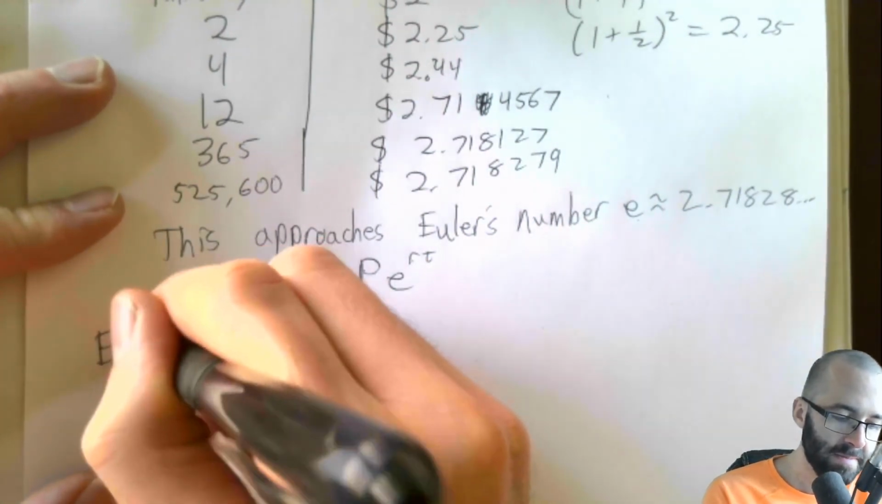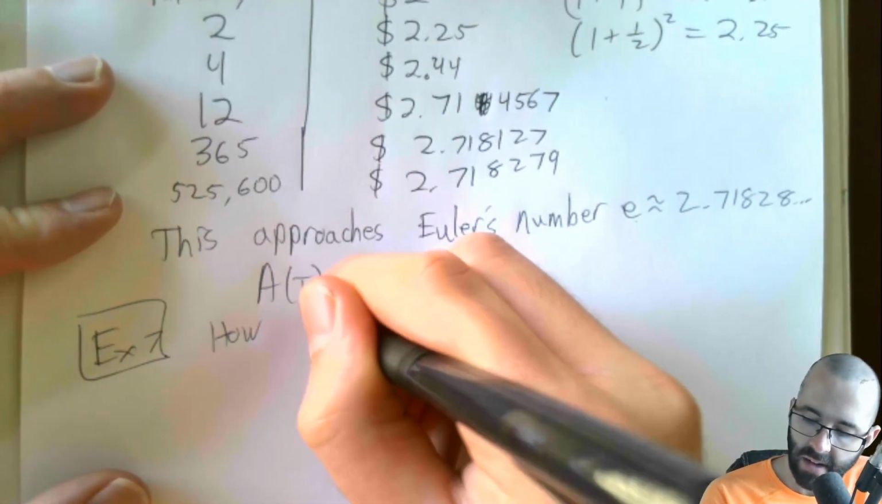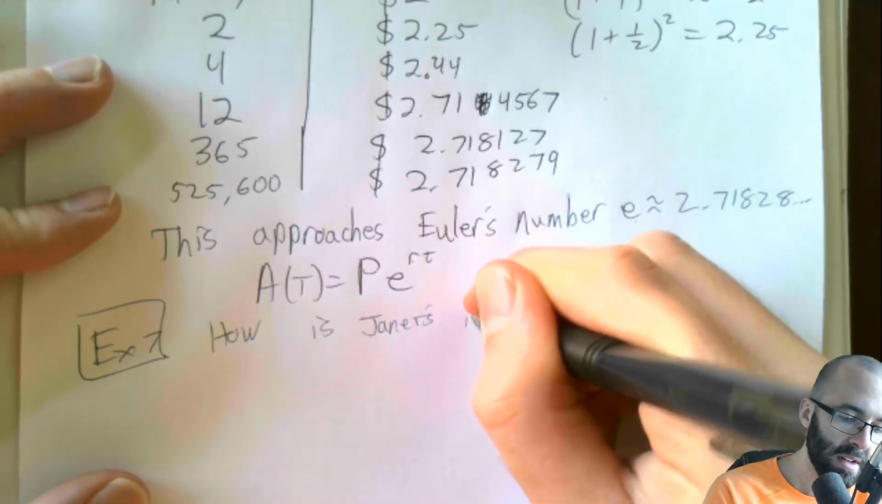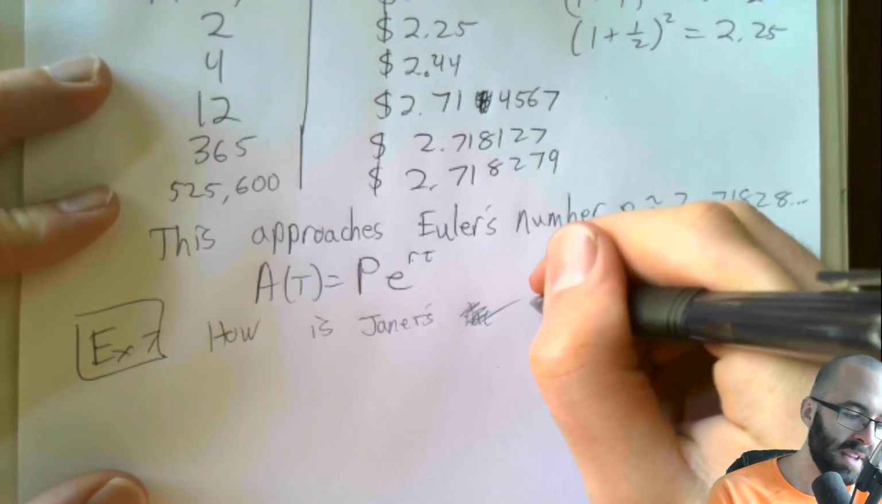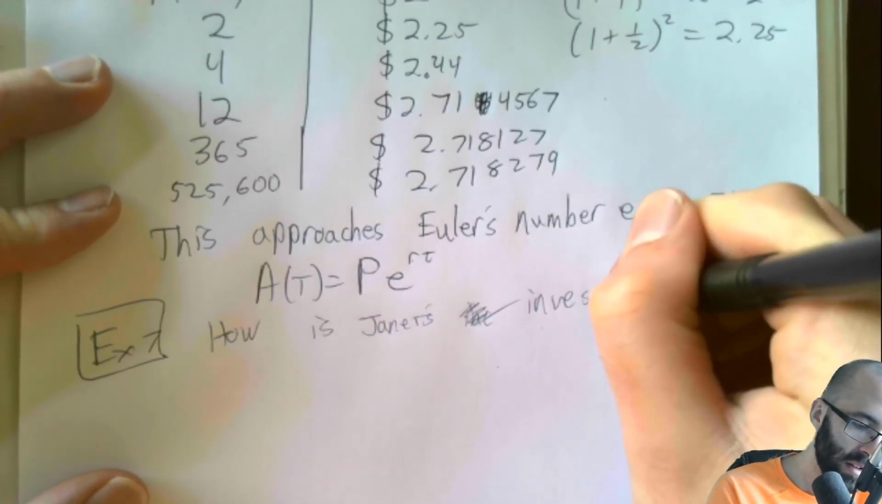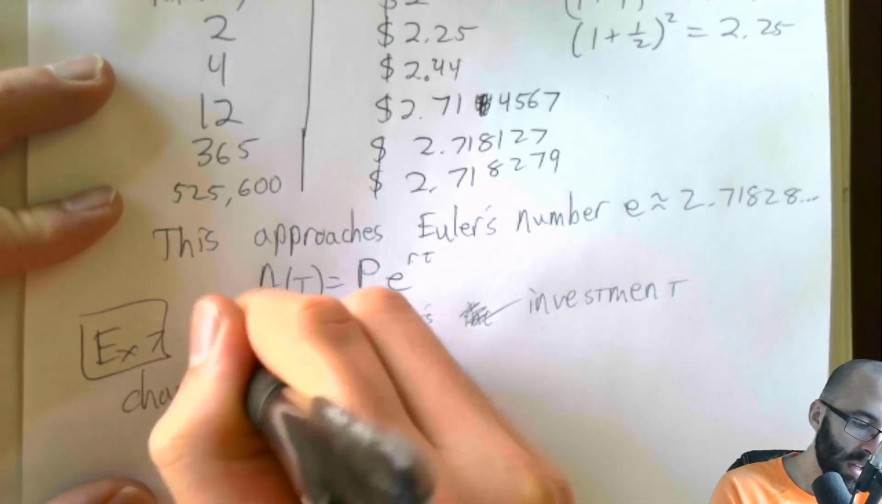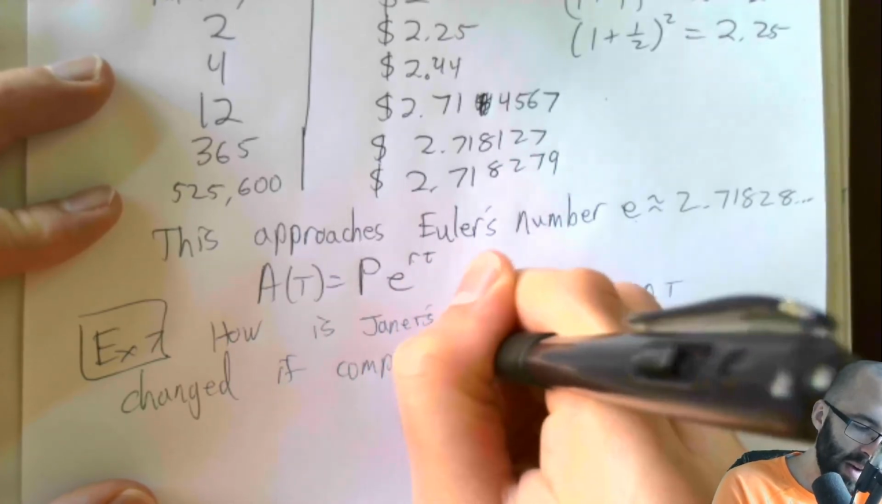Example 7 though. Let's go back to Janet. How is Janet's income, or let's not say income, how is Janet's investment changed if it compounds continuously?